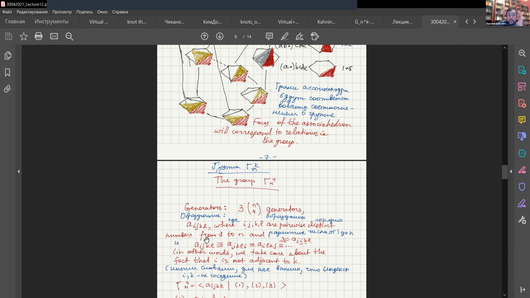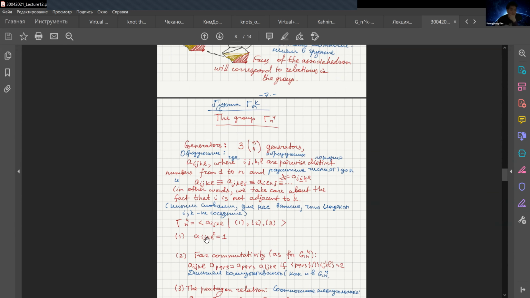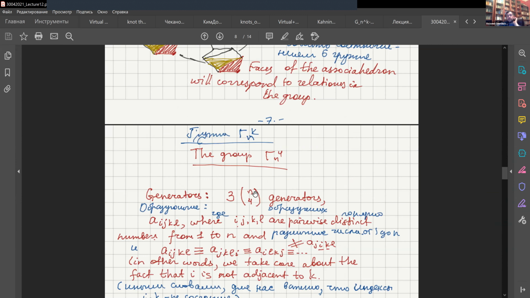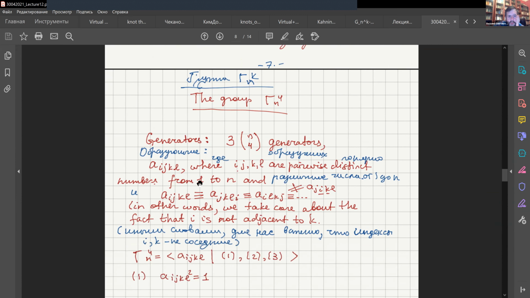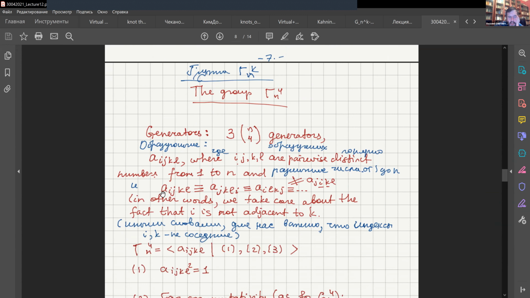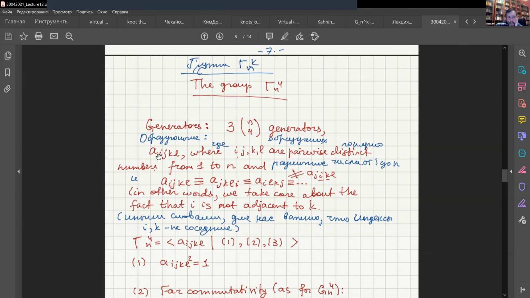And now I want to define the group gamma n 4. For gamma n 5 and further, groups will appear later. So the group has, excuse me, here I should have written B as I did before. So excuse me, I wrote A and it has to be corrected. So this group has 3 times n choose 4 generators. This is just like this. So I take A or maybe B, ijkl, where ijkl are pairwise distinct numbers from 1 to n. And actually here I take care about which indices are not adjacent.